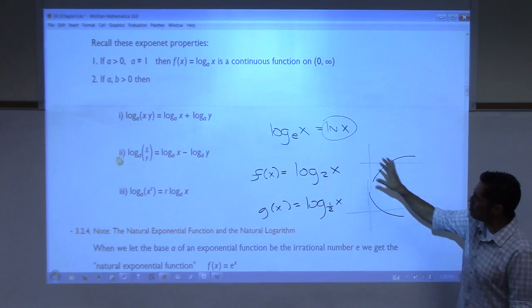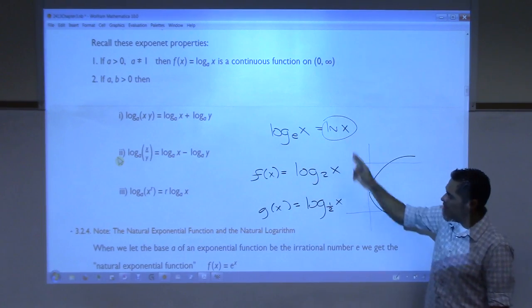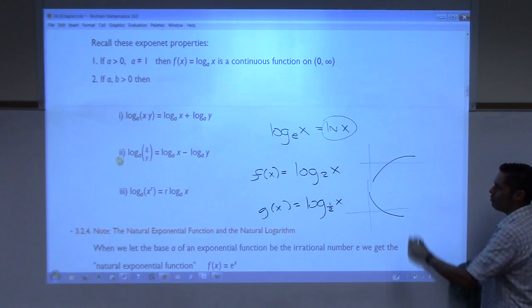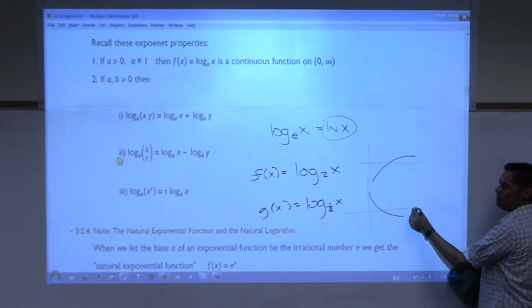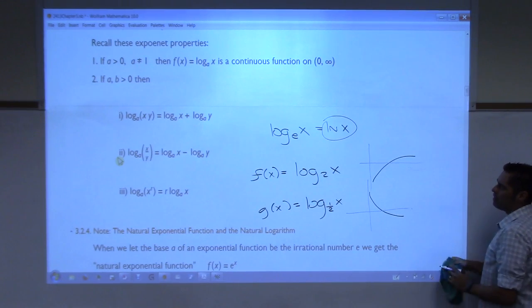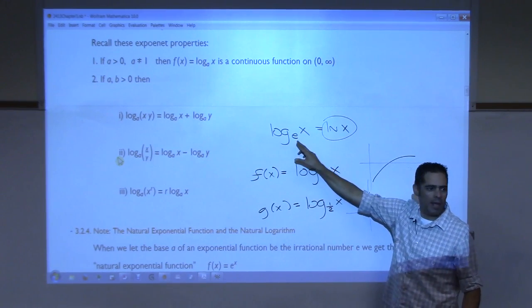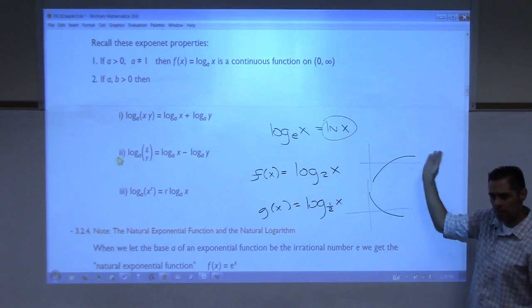So we have special notation for a special log. There it is. And it looks like which of these two? Top one or bottom one? Top one, because the base is 2.718. It's bigger than 1, so it's going to look like this one.